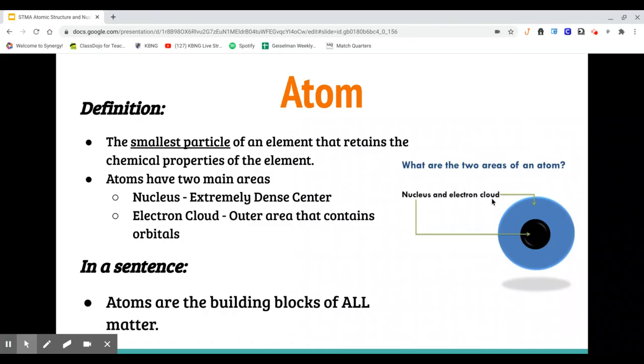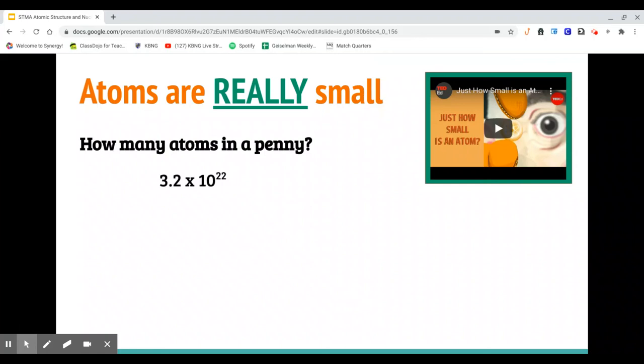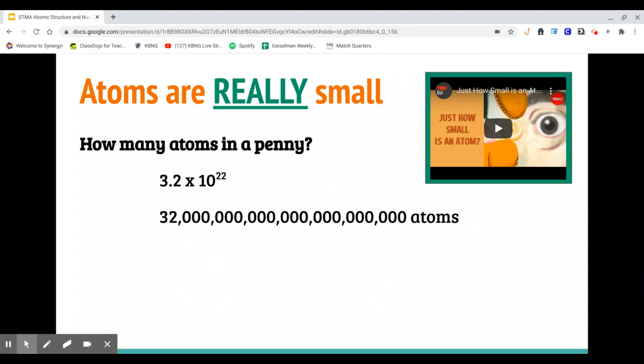And those are the two main areas of an atom. So atoms are really, really small, right? If you had to guess how many atoms would be in a penny, well, you'd probably underestimate a little bit, because there's 3.2 times 10 to the 22nd. That means there's 3.2 with 21 zeros after the 2. That's a crazy amount, and that's in a penny.